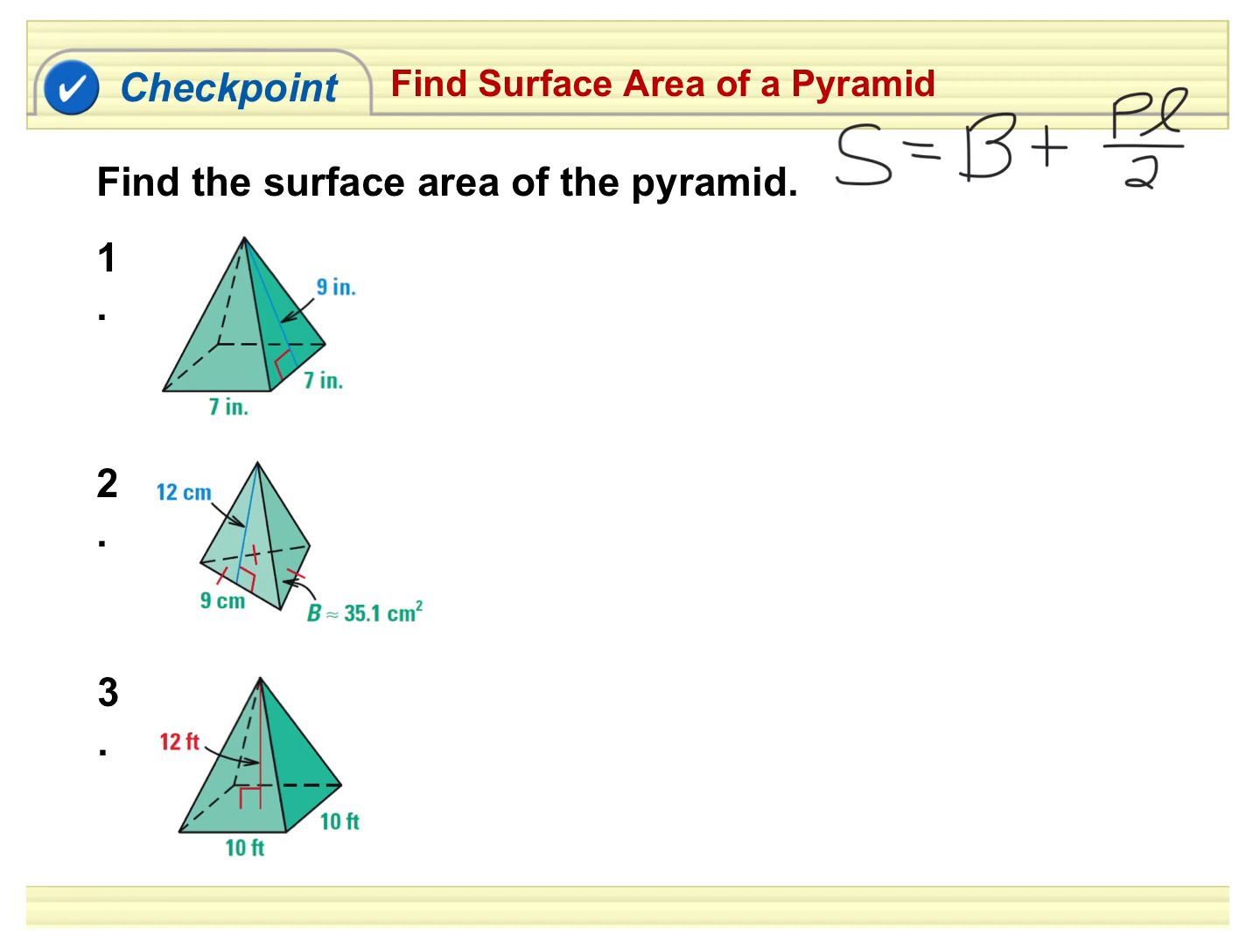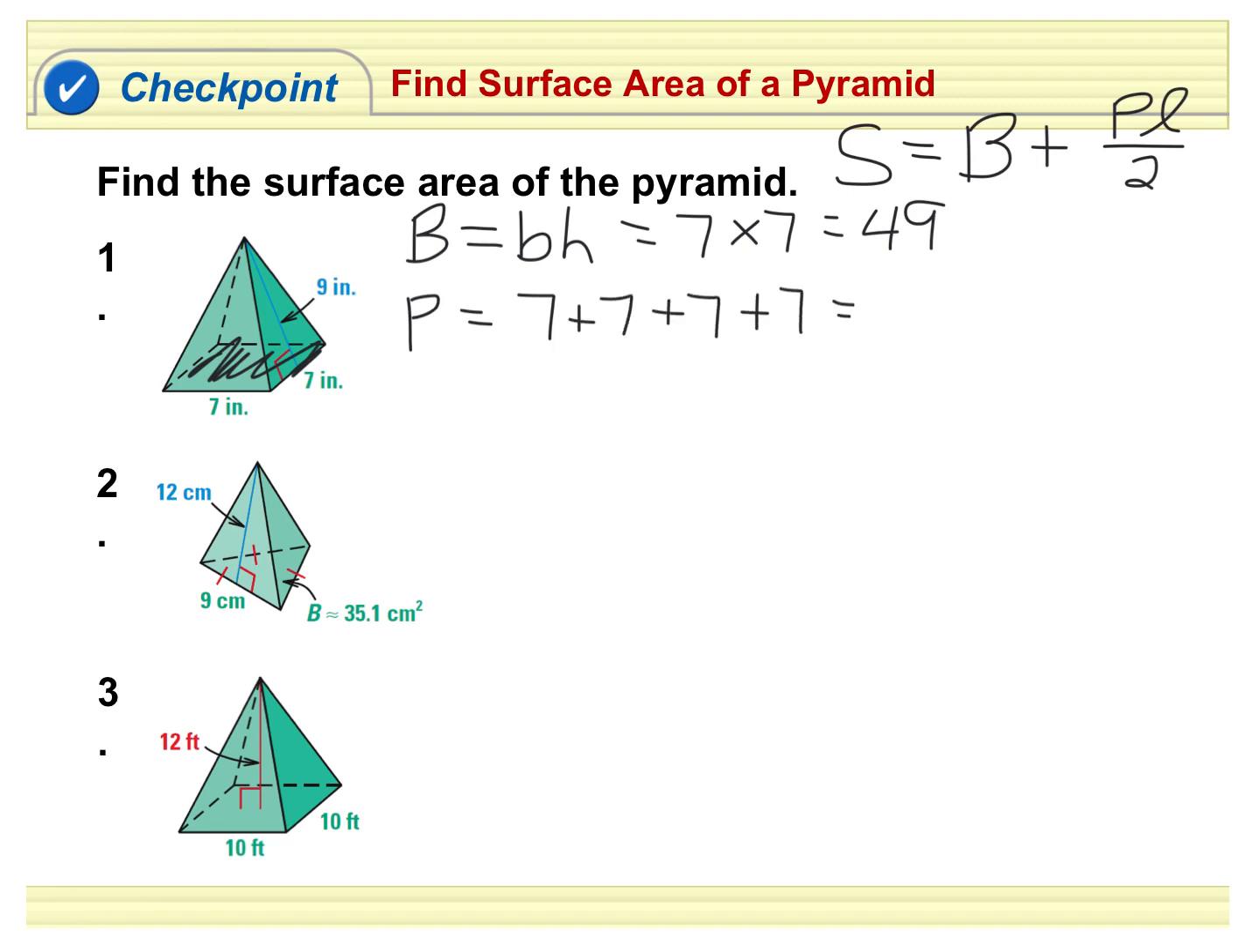Number 1, okay, using the formula, we just need to find everything we need. So what do we start with finding? Capital B. What is our base shape? How do we find the area of a square? Base times height, which is 7 times 7, so you get 49. Good. What do we need to find next? Perimeter, capital P. How do we find perimeter? Add all the sides together, which is 7 plus 7 plus 7 plus 7, which is 28. Good. What's the last thing we need to find? Slant height. Does it give it to us? What is it? 9. Good. So, do we have everything?